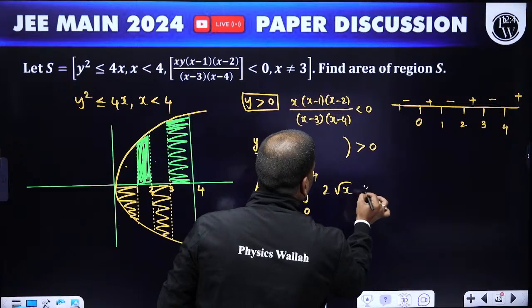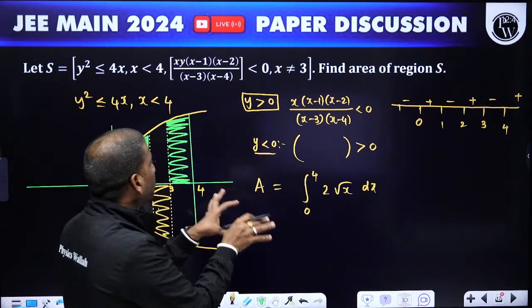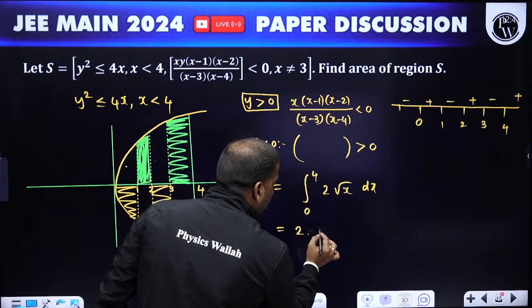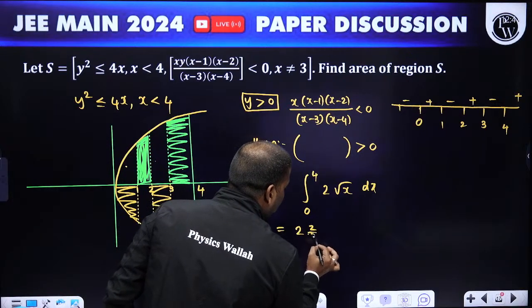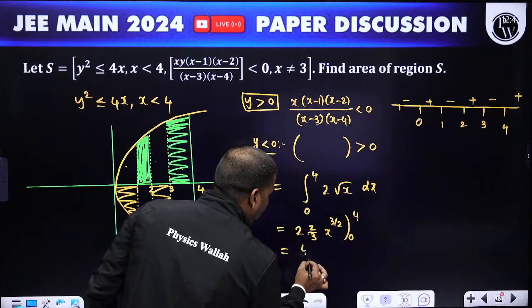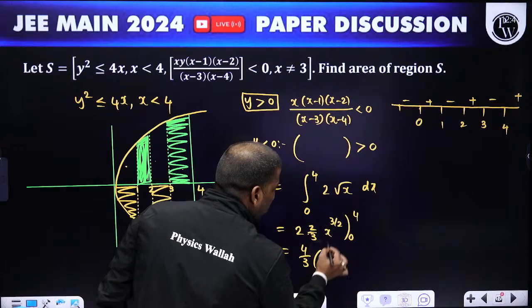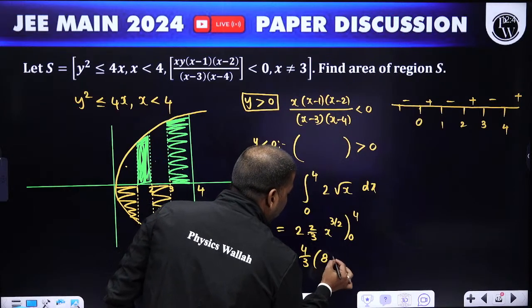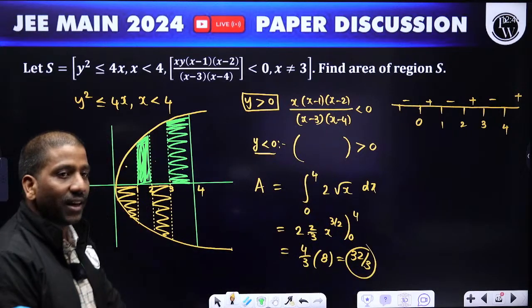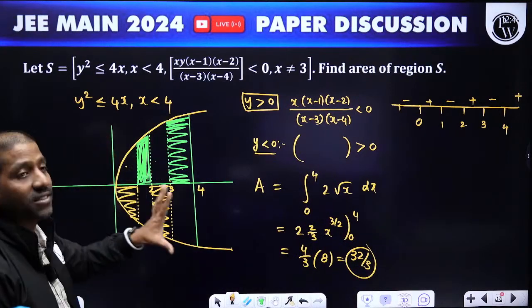That's all. Simple question. But coming to the simple point is an important point. So this is x power 3 by 2. So 2 by 3 times x power 3 by 2 limits 0 to 4. So 4 by 3 times, here when we substitute 4, it would be 8. 8 minus 0. So that is 32 by 3. So this is the answer. Right? But before that, getting this is important.